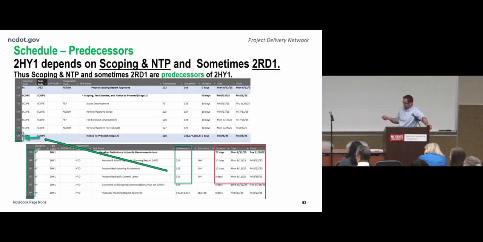2RD1 is, I say sometimes, a predecessor because that only is a predecessor in the case where we have multiple alignments that roadway is proposing, and we will have to evaluate hydraulically for cost purposes for doing an estimate which of those alignments, or we'll have to evaluate all the hydraulic structures on those various alignments.